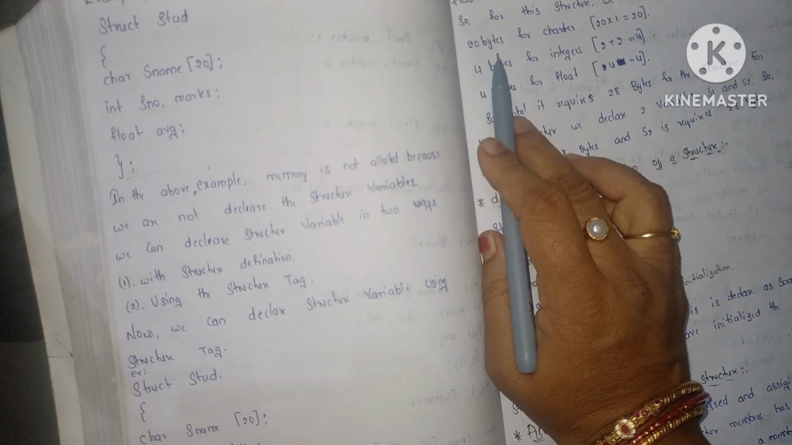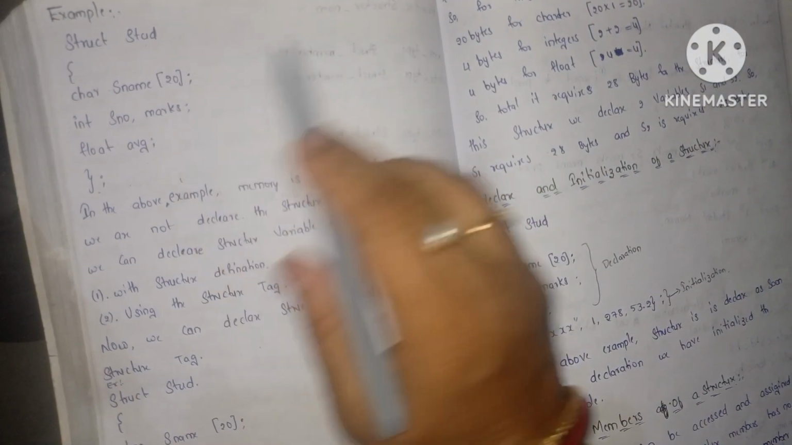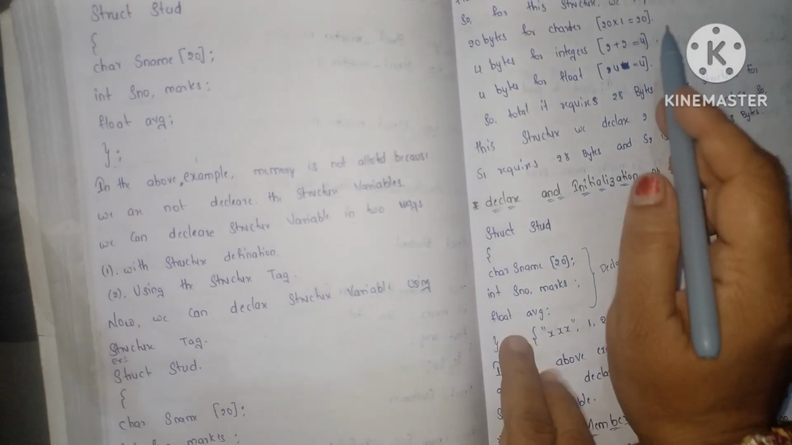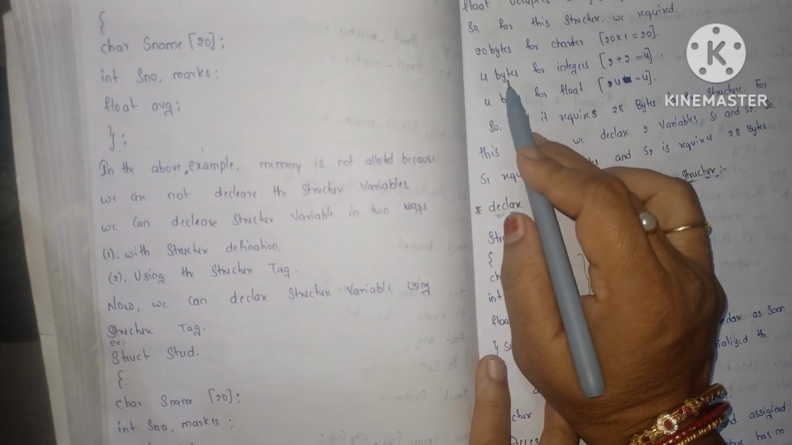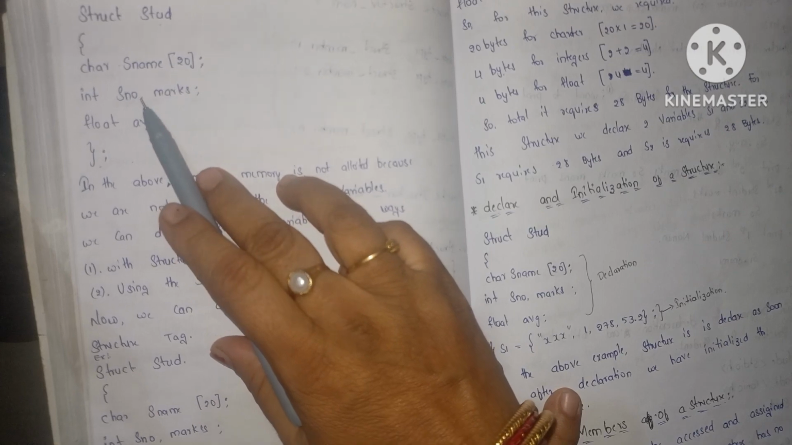Now how much memory is allotted for this example? Here how many variables are there? Four different variables are there: student name, serial number, marks and average. Student name is 20 characters. Character data type occupies only 1 byte of memory, so 1 into 20 bytes.